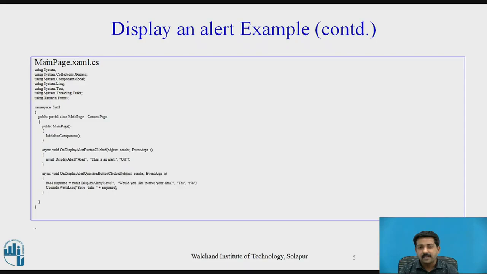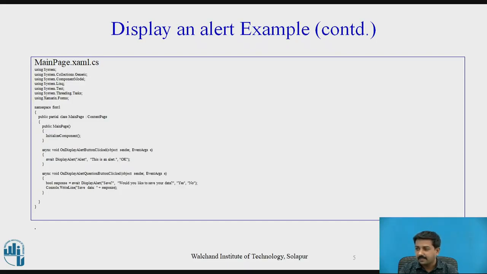The DisplayAlert method is an asynchronous method and should be awaited with the await keyword. As you can see in this code, we have a DisplayAlert method, and here we pass three parameters. First is "Alert", which is the title. Second, "This is an alert", is the message, and "OK" is the button.